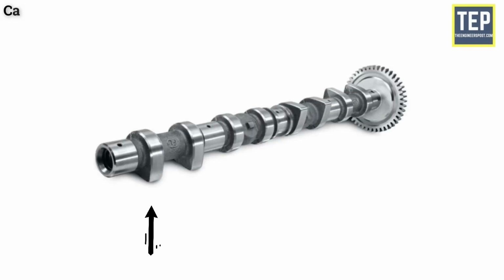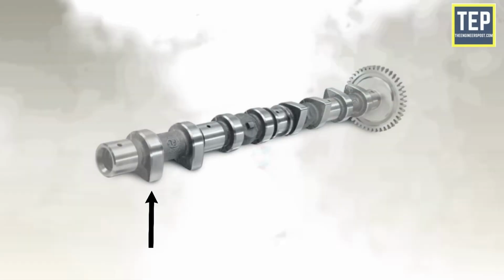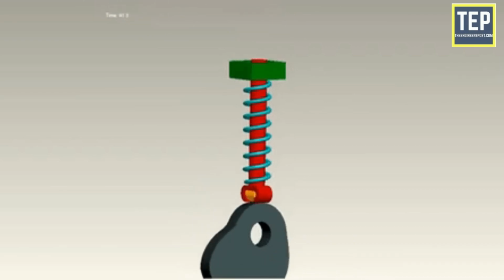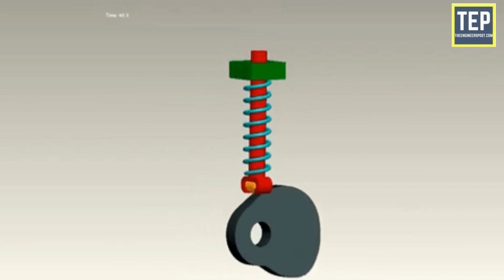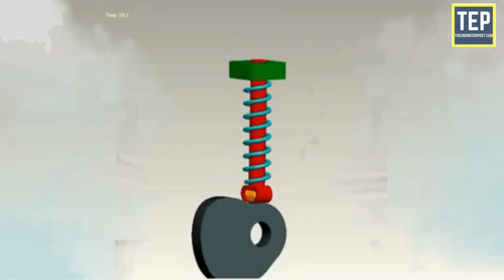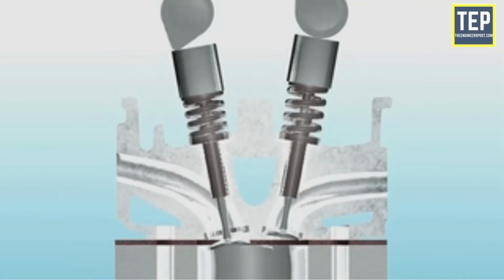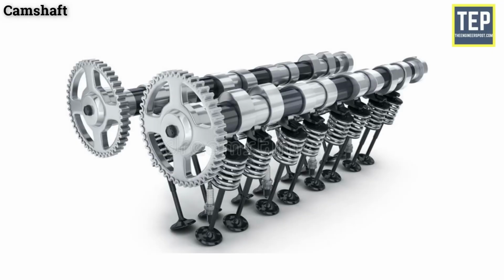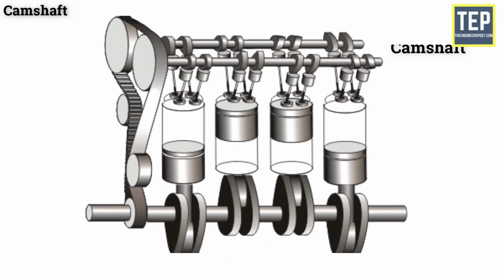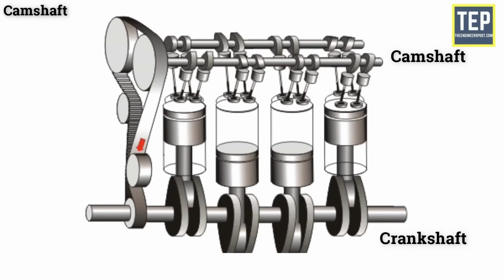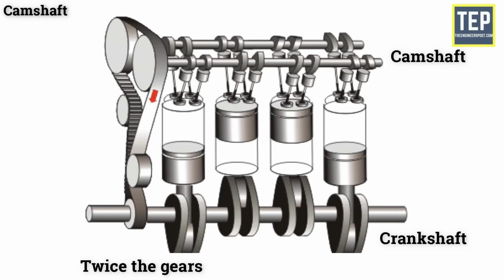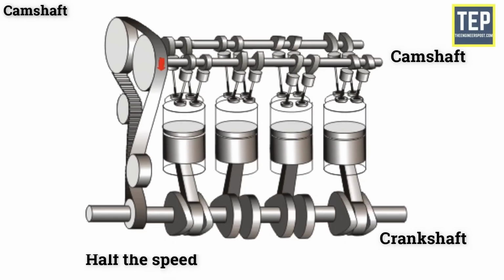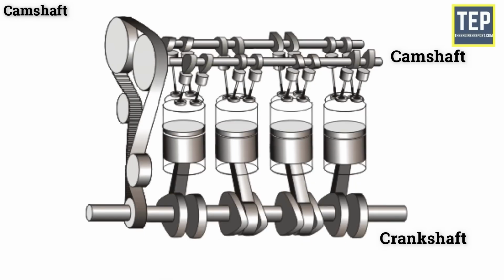Camshaft. A camshaft is a shaft on which cams are mounted. A cam is a device that changes the rotary motion of the camshaft into the linear motion of the follower. It is responsible for the opening of the valves. A camshaft has several cams along the length. The camshaft is driven by the crankshaft, and it has twice as many teeth as the gear on the crankshaft, and it turns at half the speed of the crankshaft.